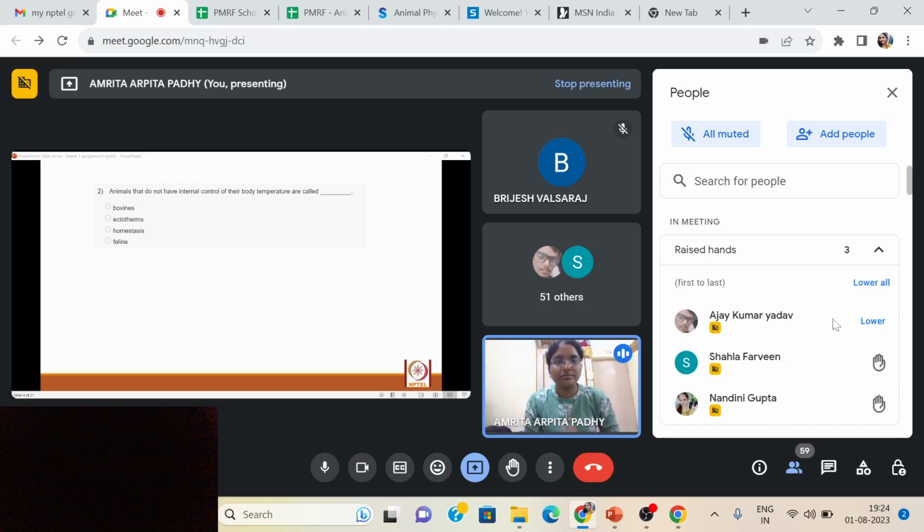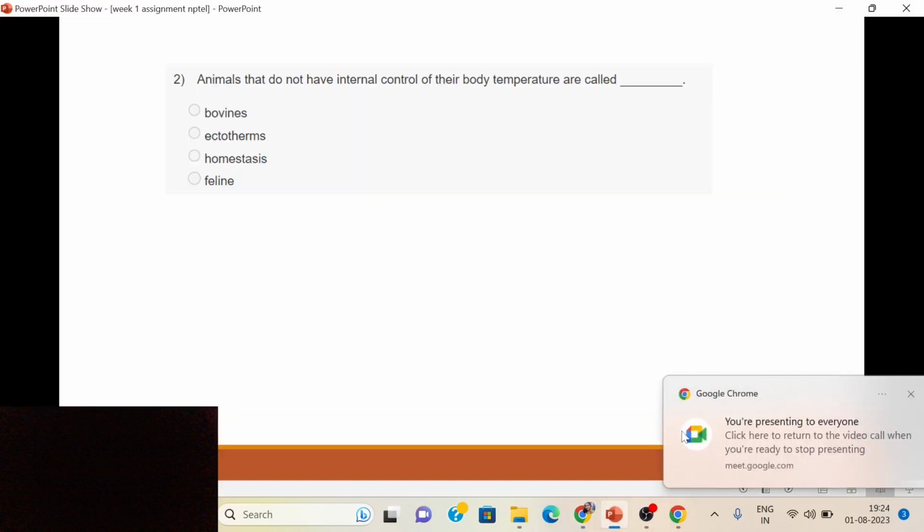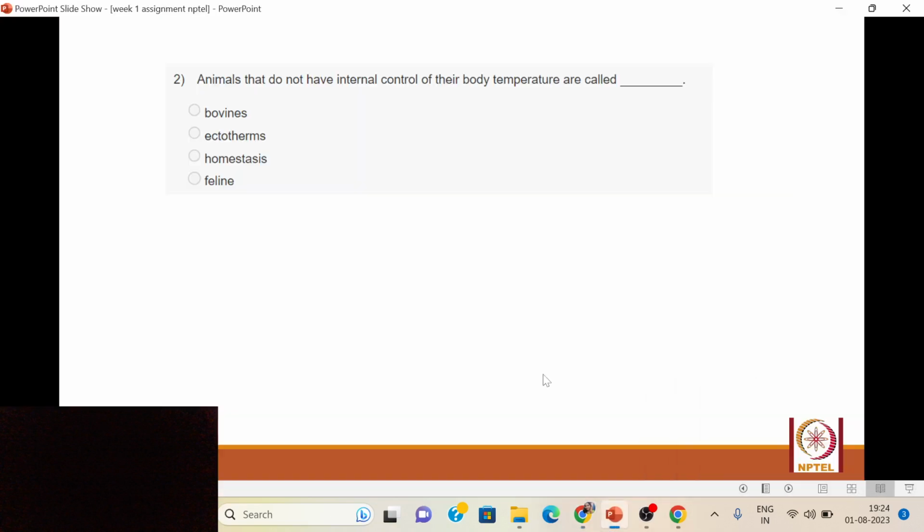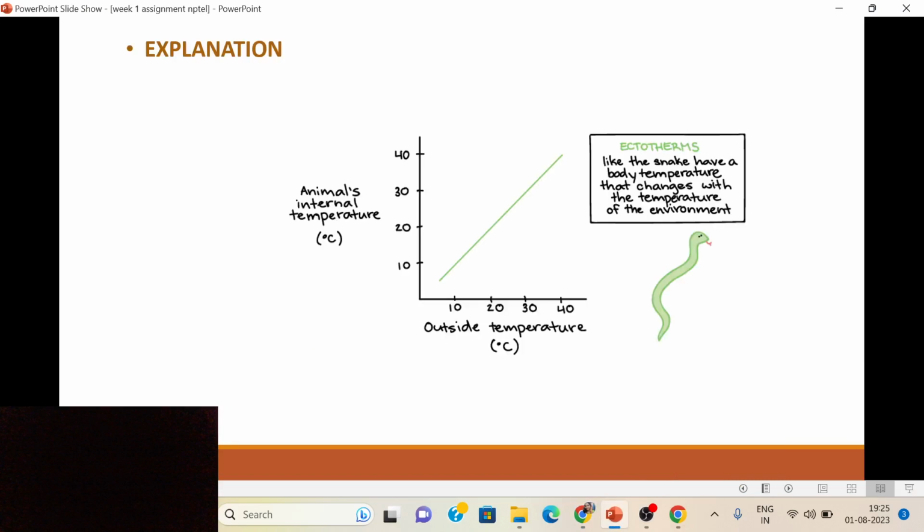Okay, I think it's high time. I think this much time is enough for the second question, and the correct answer is ectotherms. I think everyone has given a correct answer.